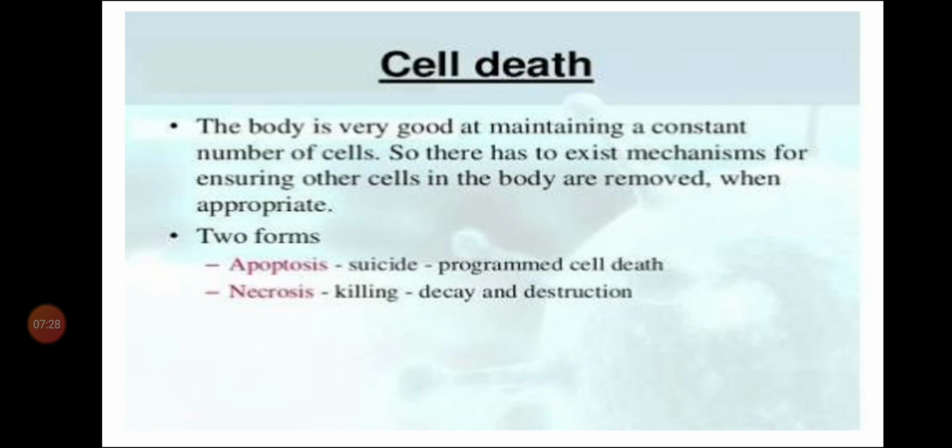I repeat about cell death. The body is very good at maintaining a constant number of cells, so there must exist mechanisms for ensuring other cells in the body are removed when appropriate. There are two forms, that is apoptosis and necrosis. Apoptosis means suicide and necrosis means killing. Suicide means programmed cell death, and killing means decay and destruction.